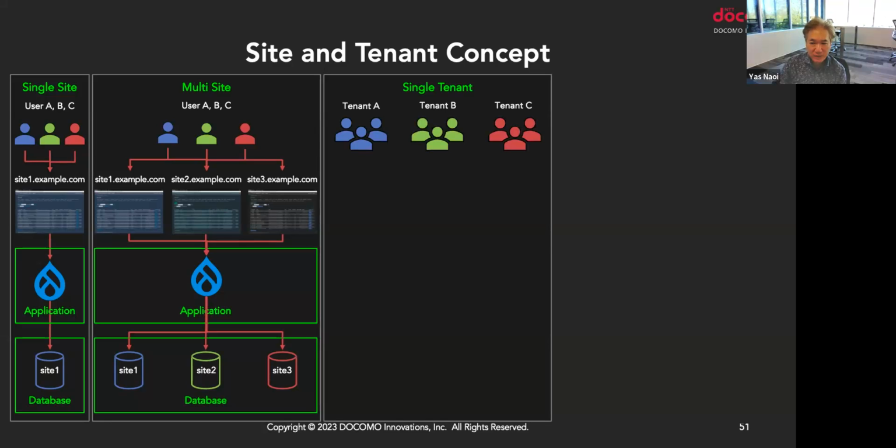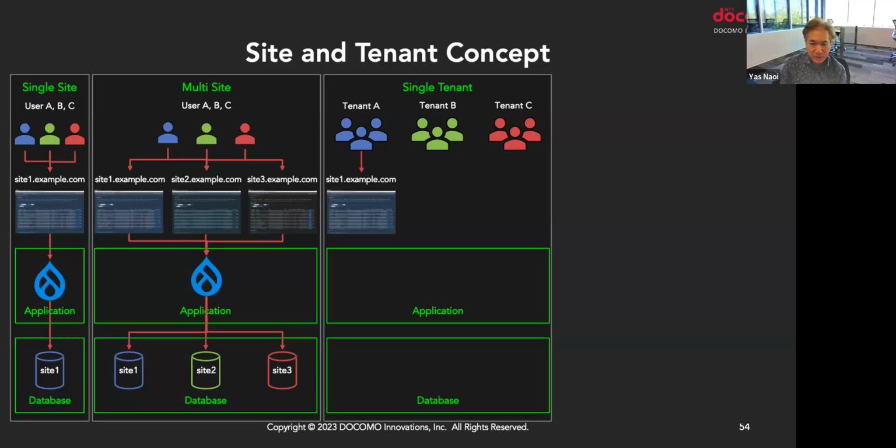Now we have tenants such as A, B, and C. Also, we have an application server and a database. Tenant A is now accessing site1.example.com. Then Drupal gets contents from the database named site1 in this case.